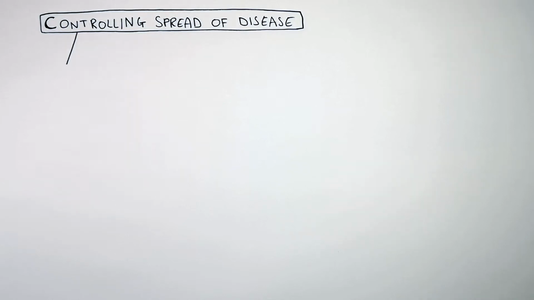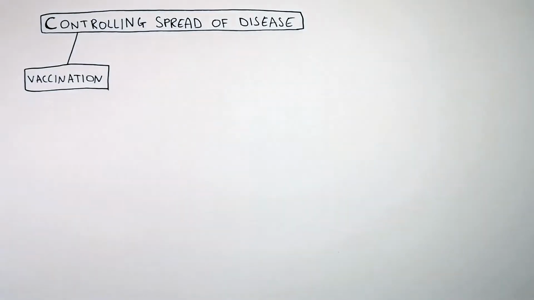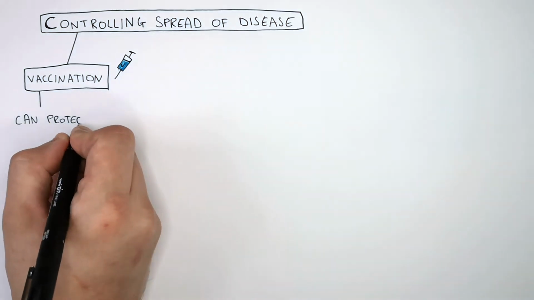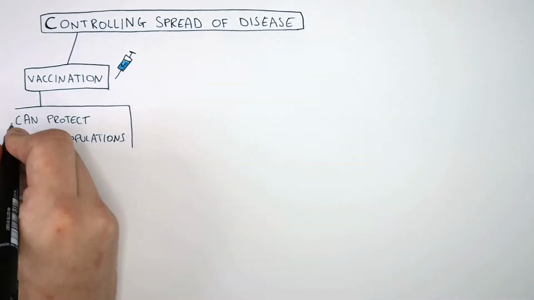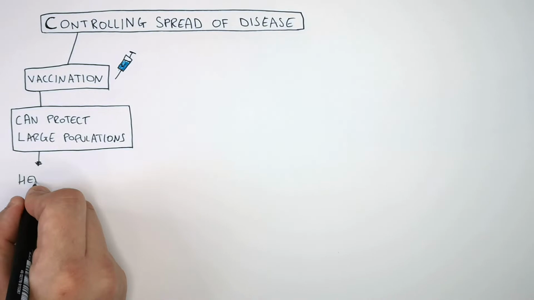People get diseases. They always have and they always will. It is really important to control the spread of disease. The first method we're going to talk about is vaccination, where you vaccinate entire populations to make the whole population immune to a disease. You can protect large populations by using vaccines, and we call this herd immunity.